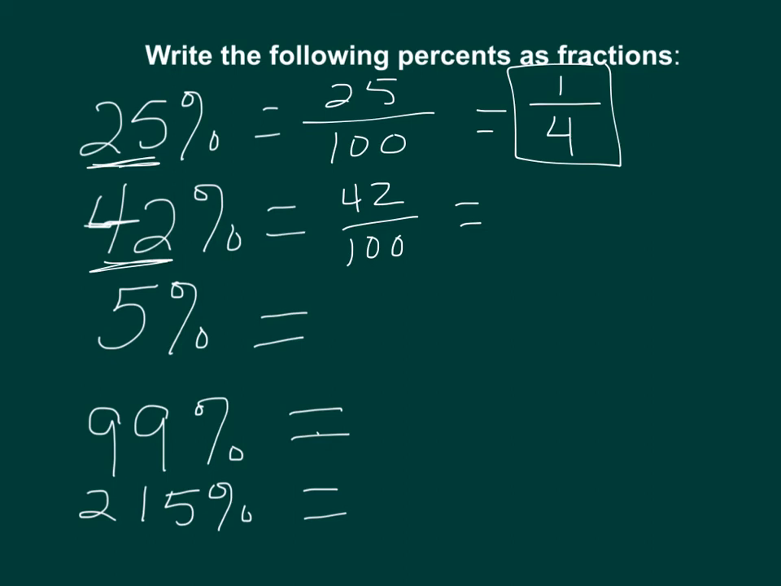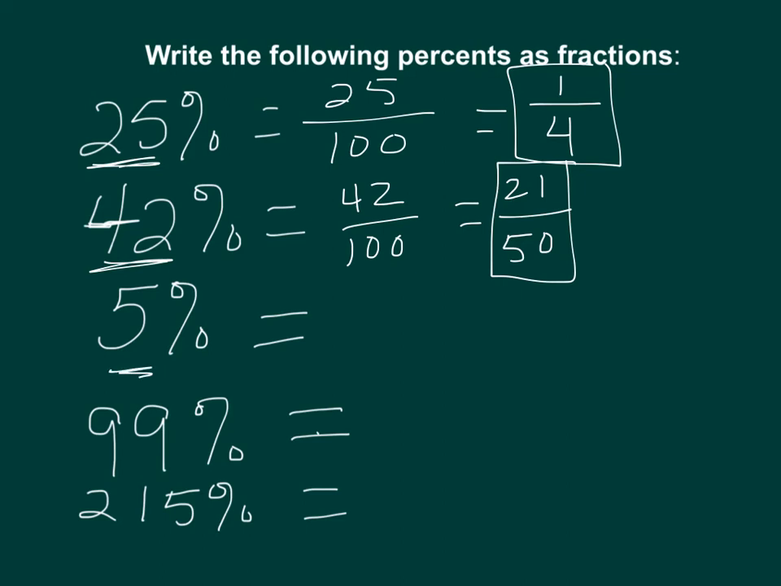Simplify. 42 divided by 2 is 21. 100 divided by 2 is 50. I have to just make sure that this is in simplest terms, and I know because 21 and 50 only have one common factor. Their only common factor is 1, so I can't simplify any further, because if I divide them both by 1, I'm going to end up with the same thing.